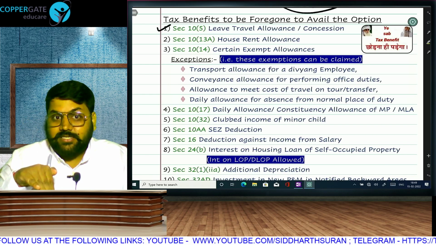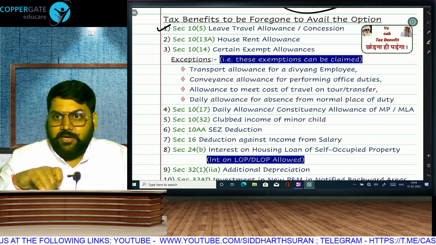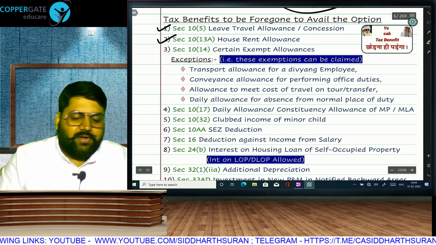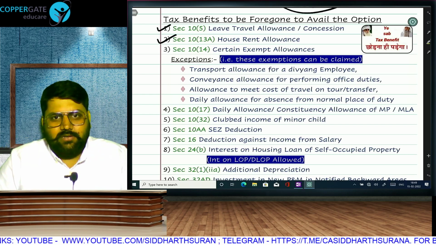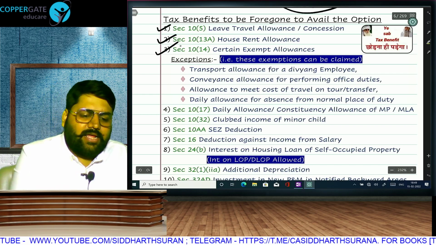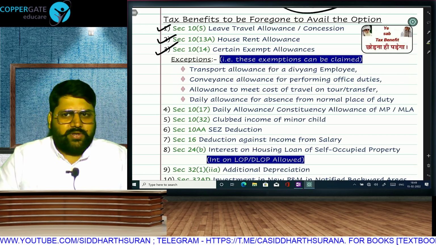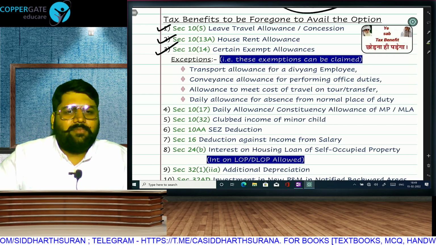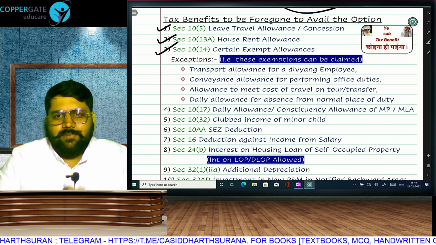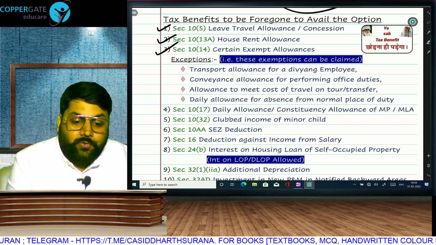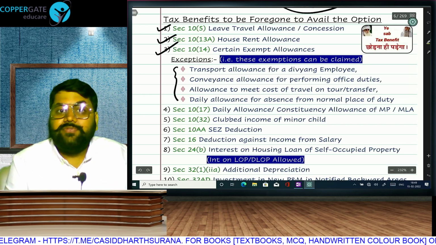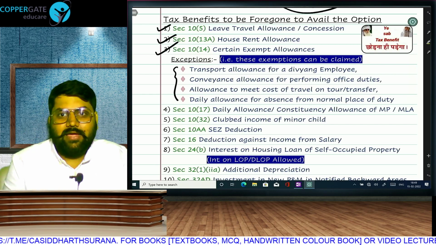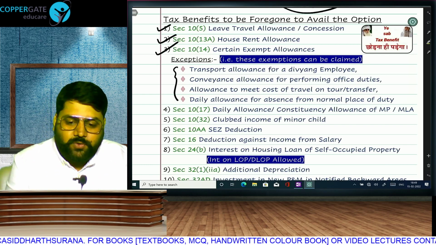So, what is this list? Tax benefits which are available in the old regime, but you have to leave them in the new regime. Section 10(13A), house rent allowance exemption. You will not be allowed in the new regime. Section 10(14), there are certain exemptions like children education allowance, children hostel allowance, transport allowance, tribal area allowance, uniform allowance, helper allowance. All those exemptions will not be allowed except for these four, which will be allowed. The others, education allowance, hostel allowance, tribal area allowance, you will not get. These four you will get.